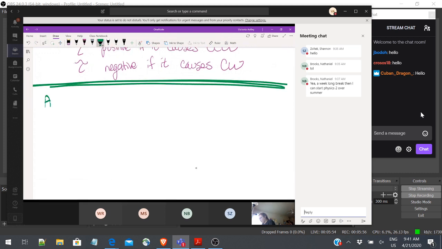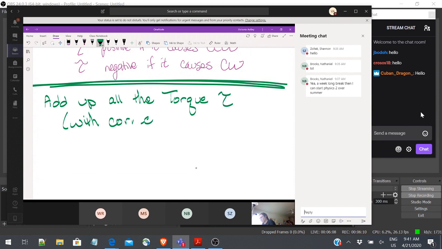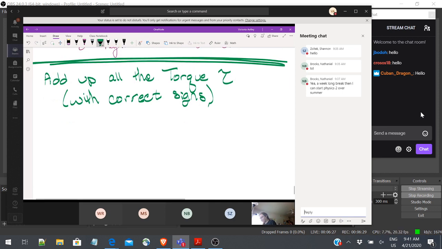Okay. Add up all the torque with the correct signs, and you get the net torque.